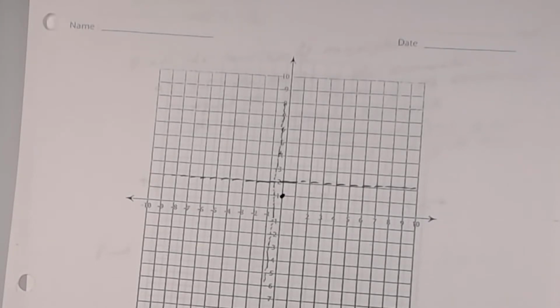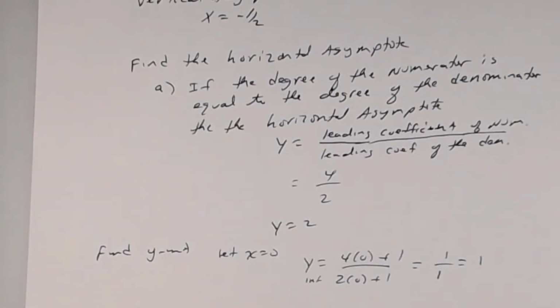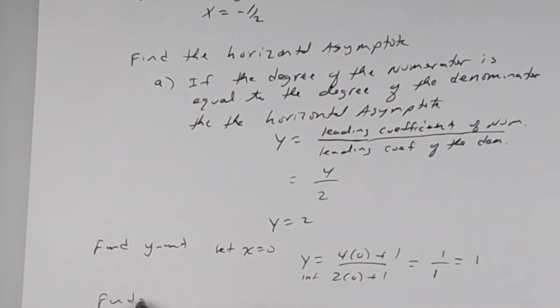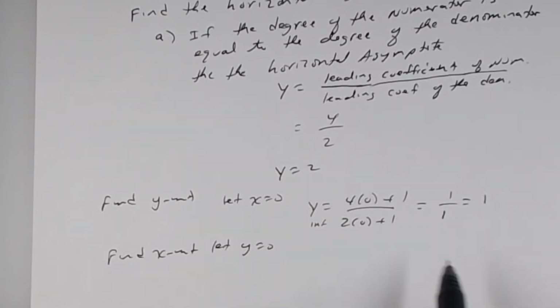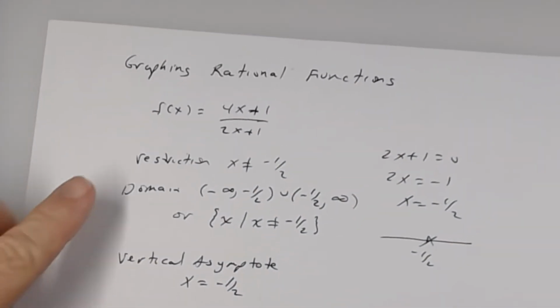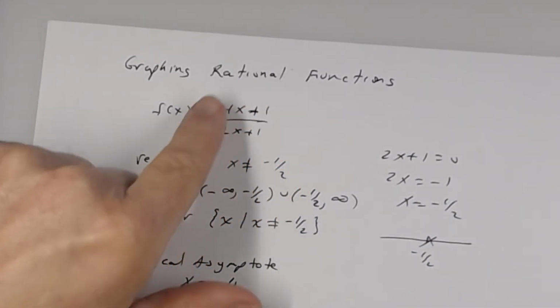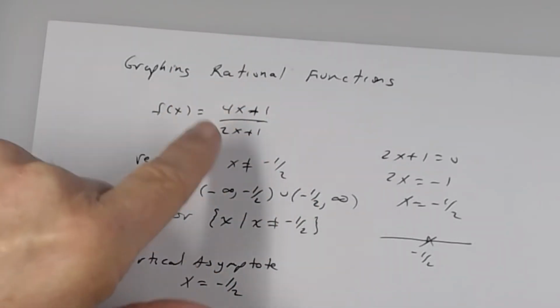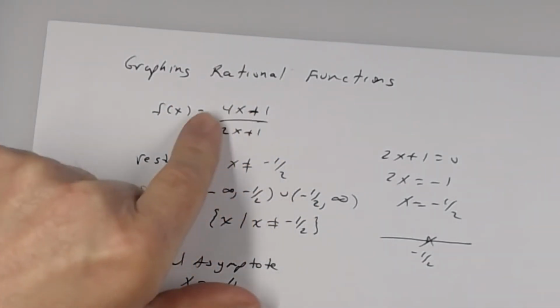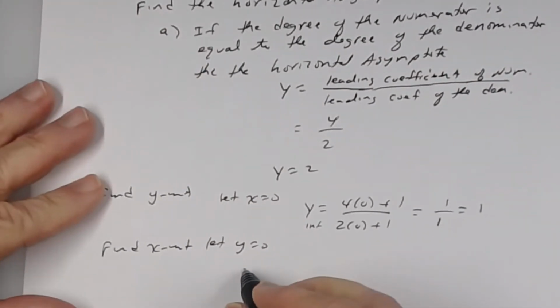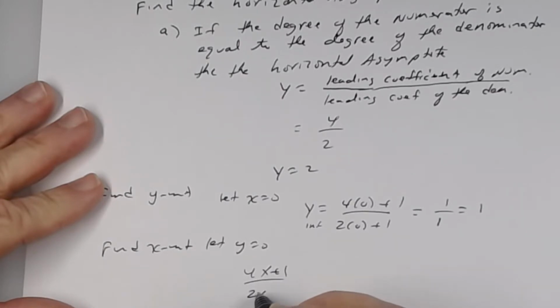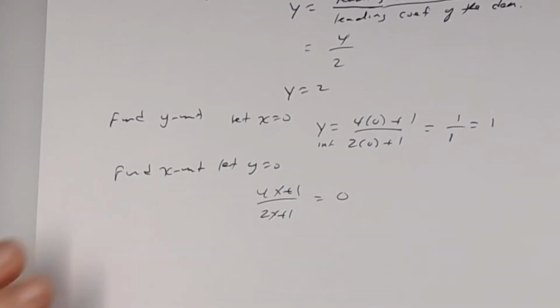Now let's find the x-intercept. To find the x-intercept, you let what be 0? Let y equal 0. Well, y is what part here? Of x. So just like we did the quadratic, the parabolas, do the same thing here. Quadratic functions, you do the same thing here. Set that equal to 0. So I get 4x plus 1 divided by 2x plus 1 equals 0. Okay?